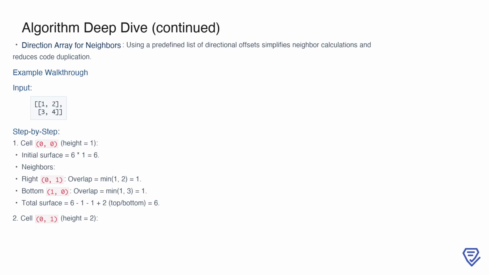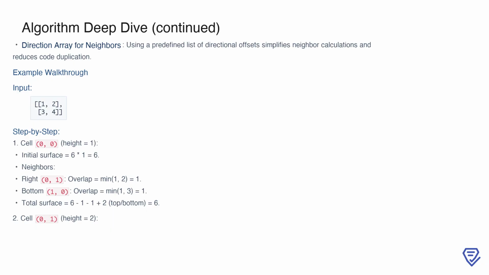Let's walk through an example to see how the algorithm works in practice. Consider the grid [[1, 2], [3, 4]]. For the first cell, (0, 0), with a height of 1, we compute its initial surface area as 6 * 1 = 6. Next, we check its neighbors. To the right, the neighbor, (0, 1), has a height of 2, so the overlap is min(1, 2) = 1. Below, the neighbor, (1, 0), has a height of 3, so the overlap is min(1, 3) = 1.